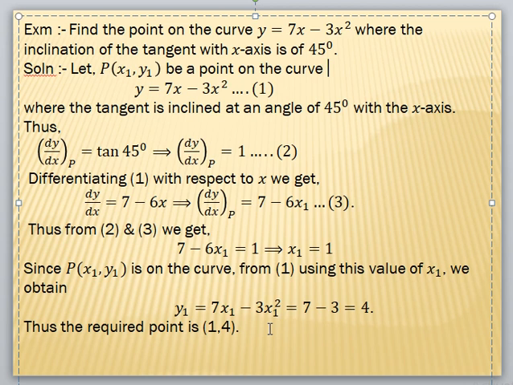So this is how we can use the geometrical interpretation of the derivative to find the slope of the tangent. In a similar process, you can find the slope of the normal also. And not only this, as I have just mentioned, these geometrical interpretations are used very extensively in finding the maxima and minima of a curve, which we will discuss in a subsequent lecture.